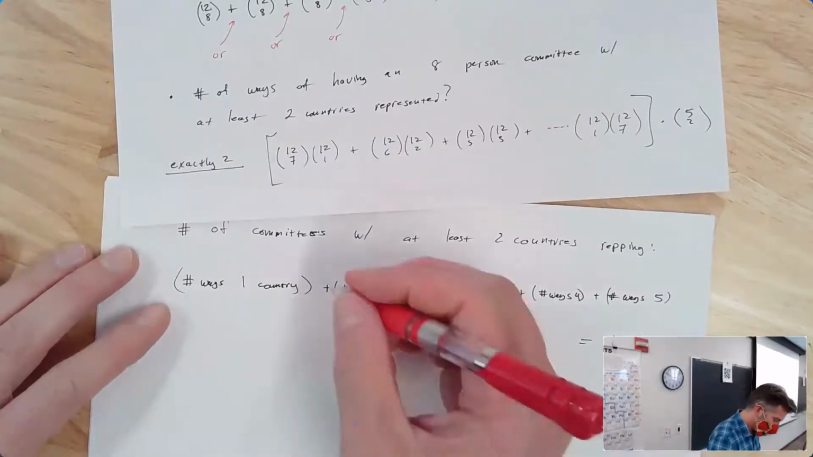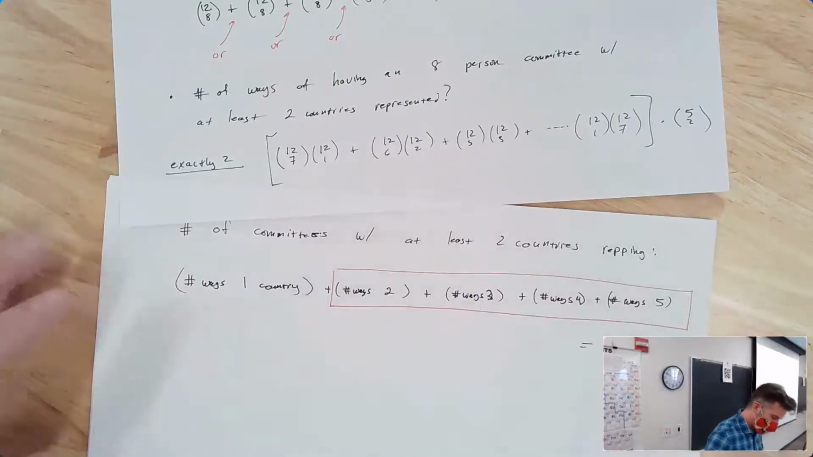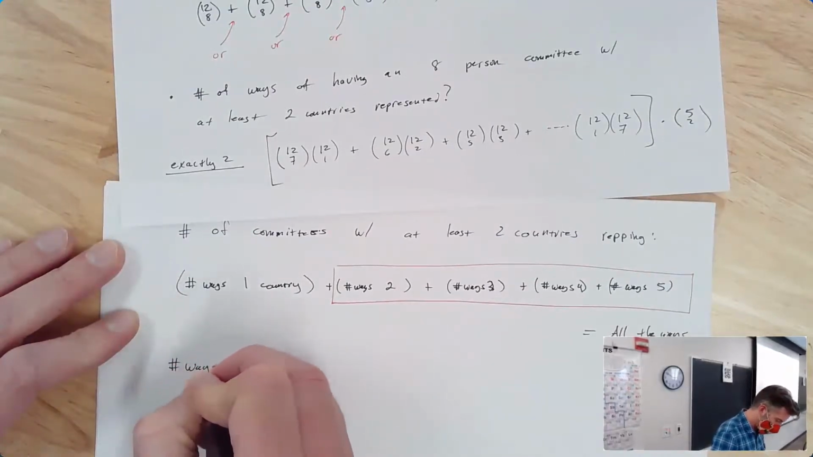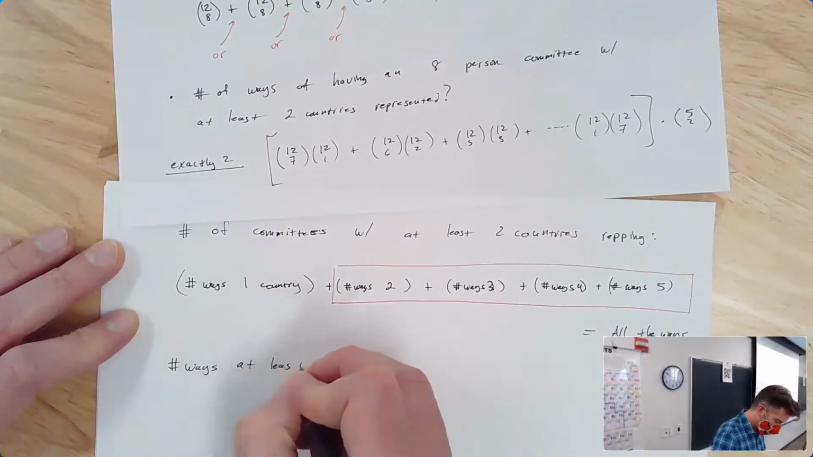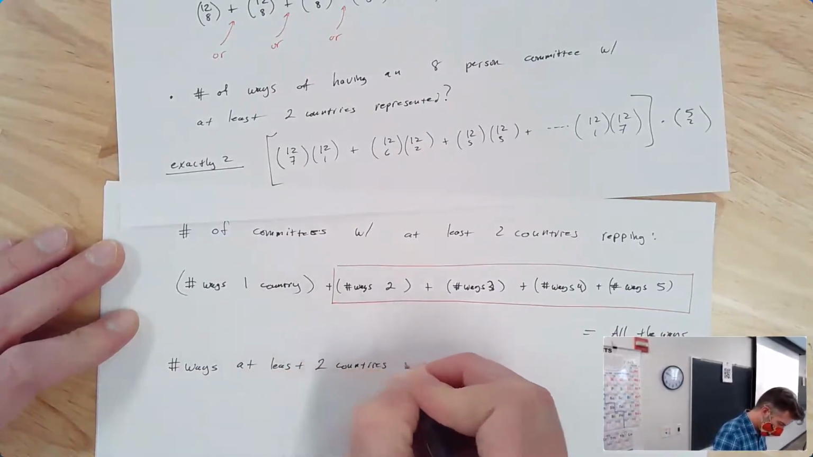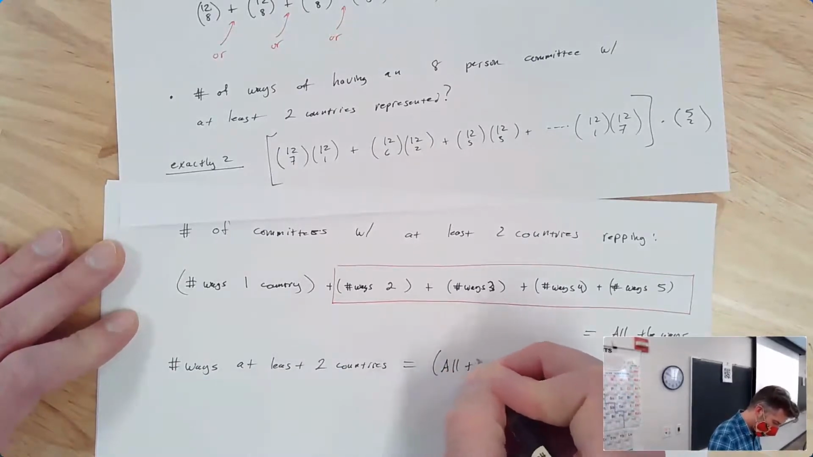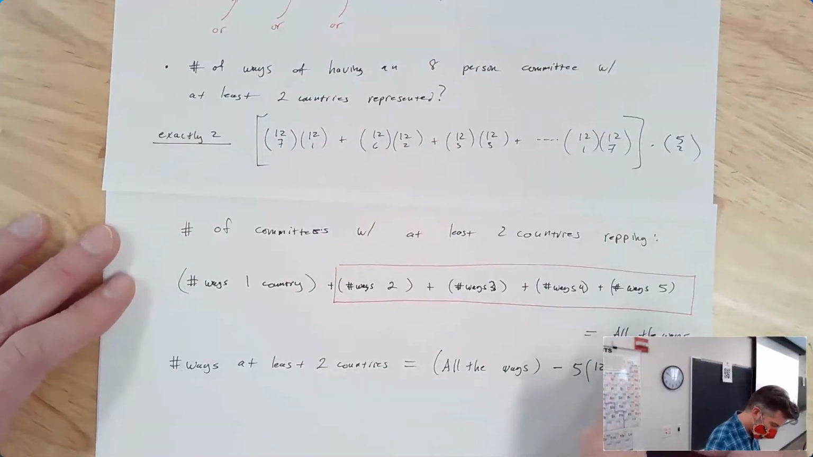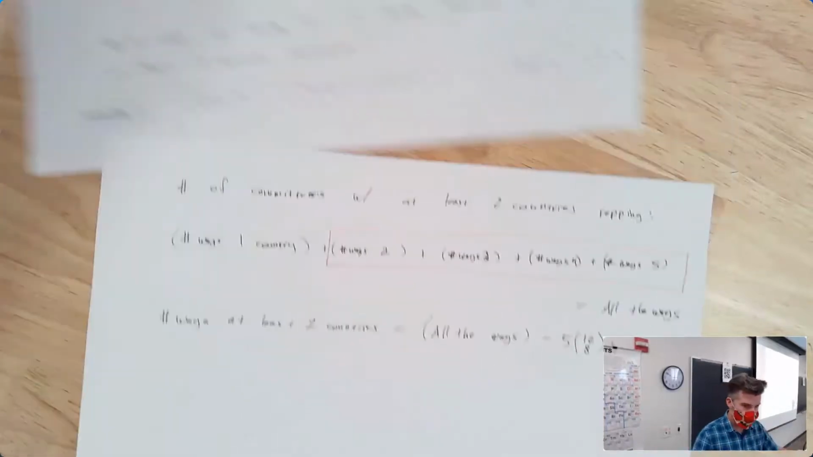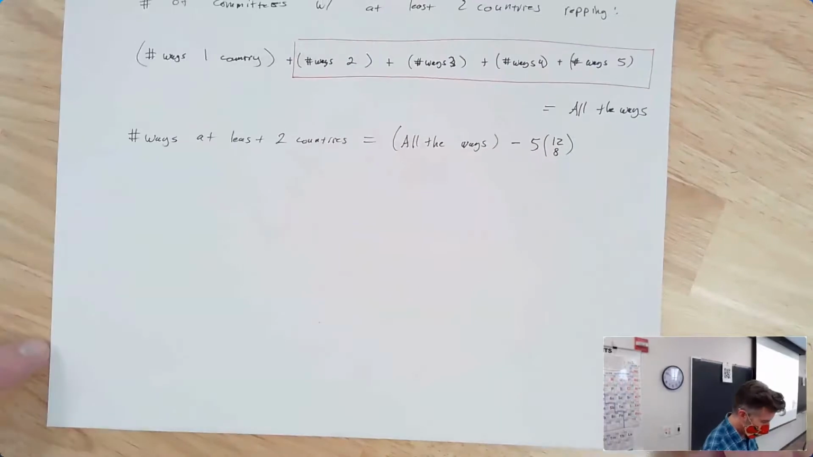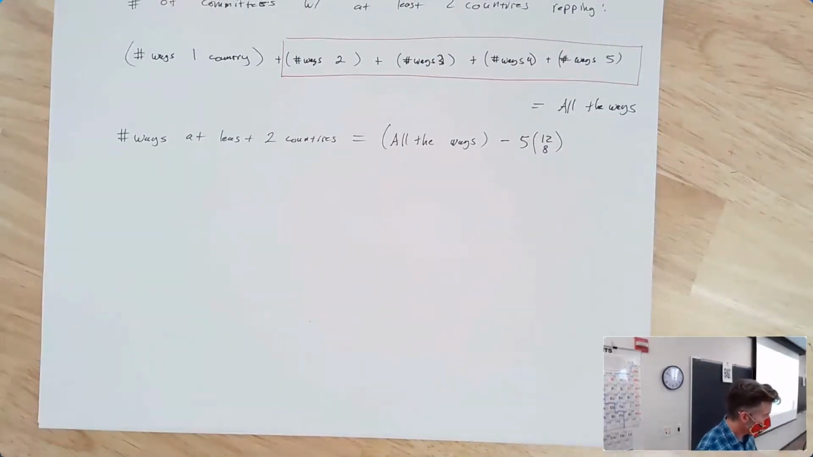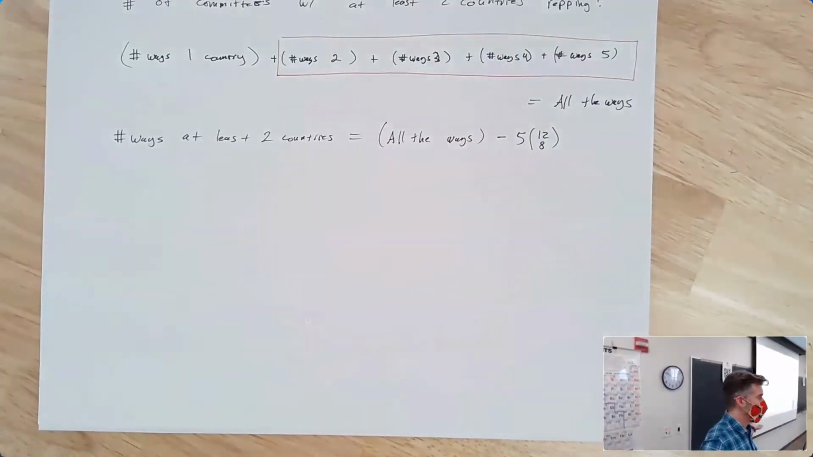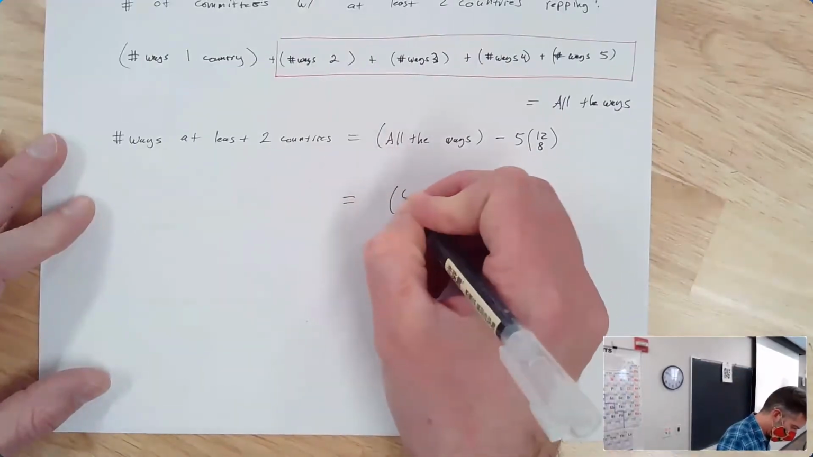Well, we just were asked to find this. So of course, what we want, the number of ways of at least 2 countries, is equal to all the ways minus the thing we just found, which was 5 times 12 choose 8. So now we have to figure out all the ways, and all the ways is easy. I'm trying to make a committee of 8 people. If I can literally choose any of the 60 people I want, there are 60 choose 8 ways of doing that.